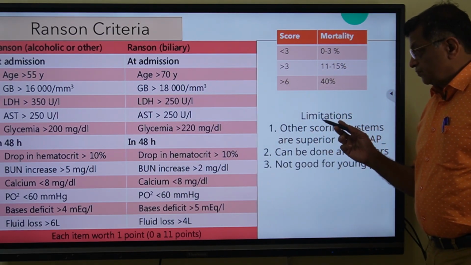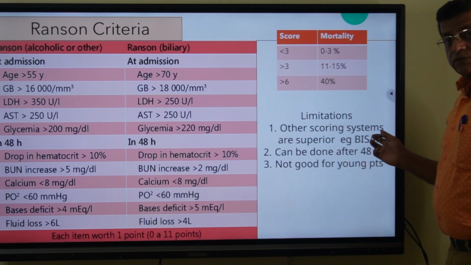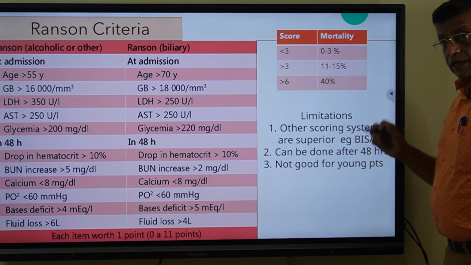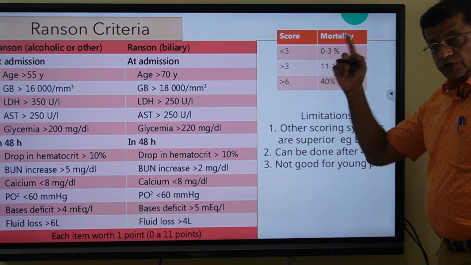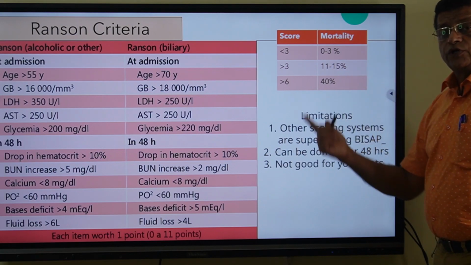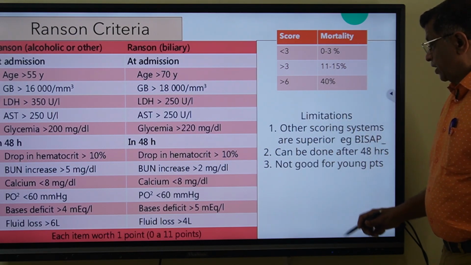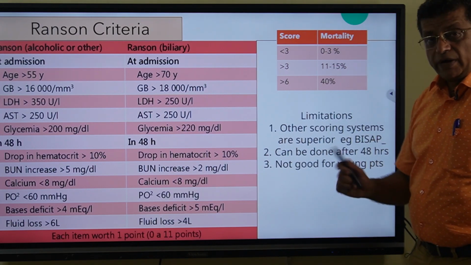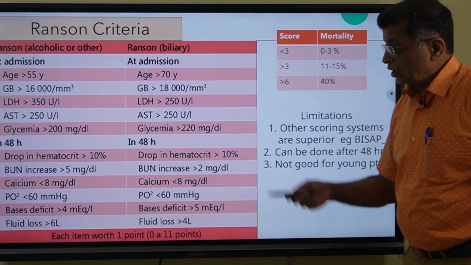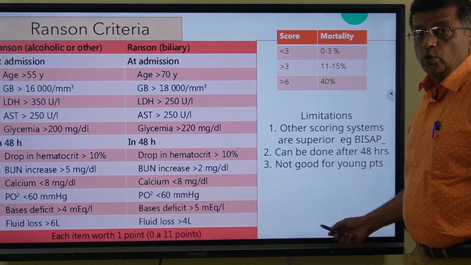What are the limitations? Other scoring systems like BISAP are better and can be done at admission, while Ransom takes 48 hours. First you have to assess the patient, and then after 48 hours you have to reassess the patient, and it is not good for young patients. This was basically made for patients who are more than 40 years of age. So this does not do well in young patients.